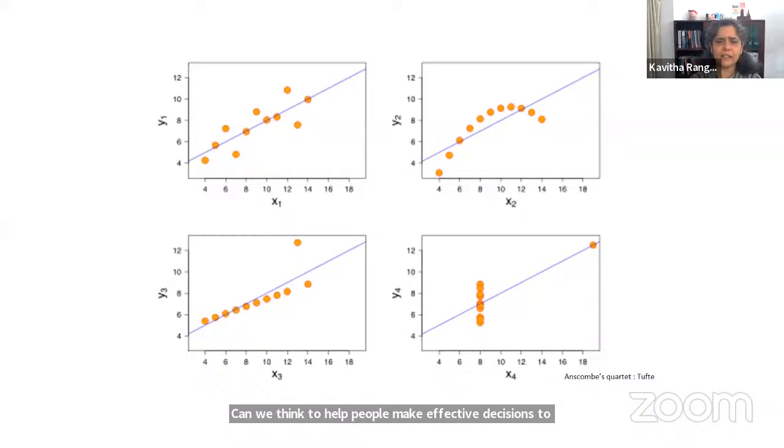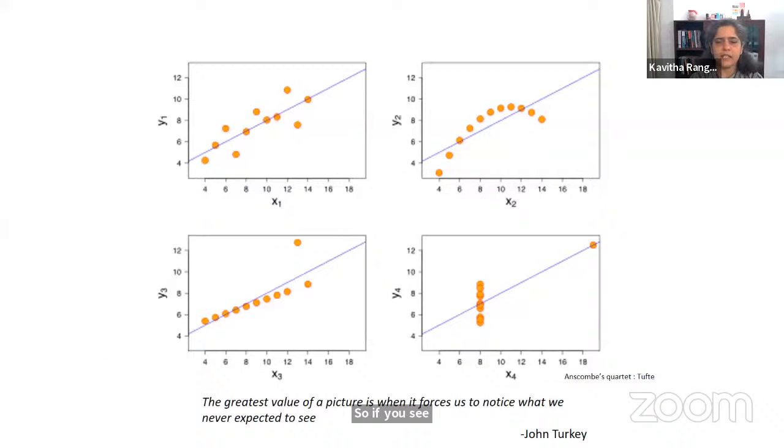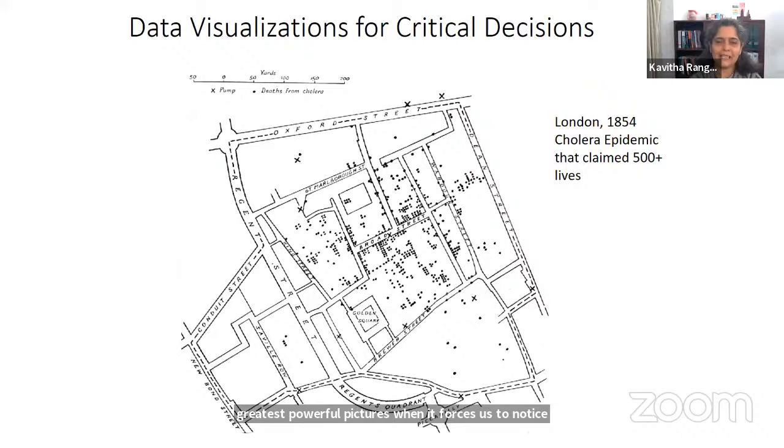So if you see the particular example over here, in terms of what a picture tells us, it's the greatest value for pictures when it forces us to notice what we never really expected to see. And this particular example brings that forth. This is regarding the cholera epidemic example that you spoke about. So this map is set in London. This is a map of London in 1854.